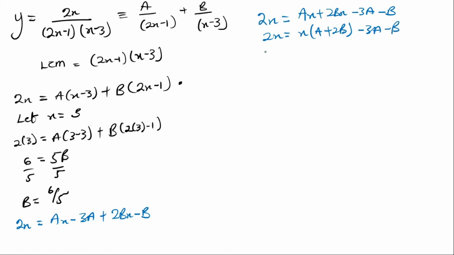So from here, if we compare coefficients, we can see that here has an x multiplying it, here also has an x, so we can equate the two of them. So we can say a plus 2b is equal to 2 over here. But we know that b is 6 on 5, so we can do the substitution and get the value of a.